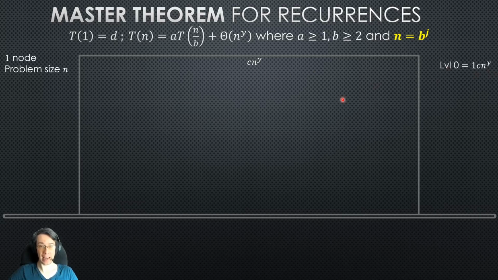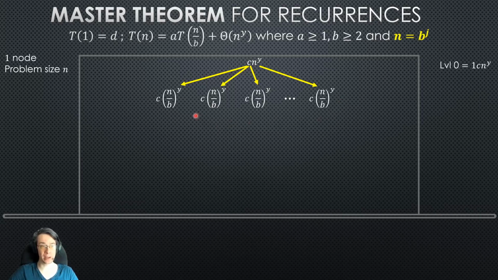Okay, now we're going to make a recursive calls, and each of those a recursive calls is going to be on a problem size of n over b. So we have a nodes, problem size of n over b. And think about how much work each of those calls is doing, excluding its recursive calls, which will count lower down in the recursion tree. So they're all doing theta n to the y work, where n is the problem size. Well, their problem size is n over b. So they're doing theta n over b all to the y work. So c times n over b to the y, okay?